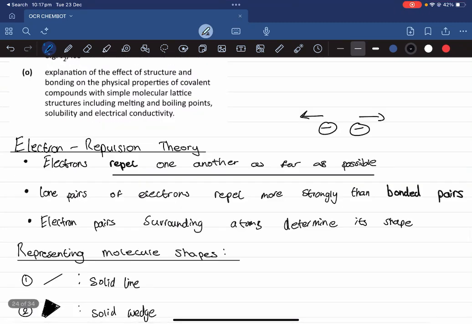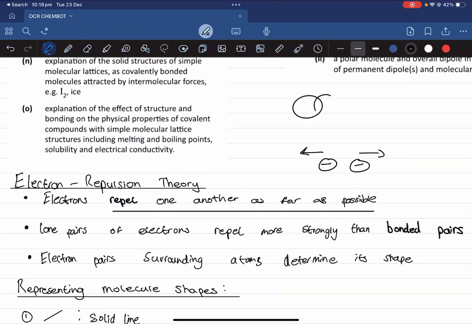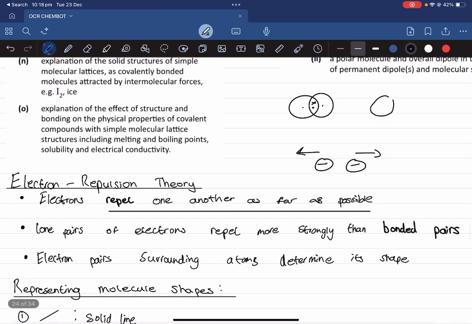Number two is that lone pairs of electrons repel more strongly than bonded pairs. So, for instance, if we have two atoms, and these are just the shells, and pretend these are the two atoms. If these are a bonded pair of electrons, then these will repel less than if the electrons were just like this. These will repel more, and they'd probably take on more of a spatial arrangement of something like this to be as far away from each other as possible.